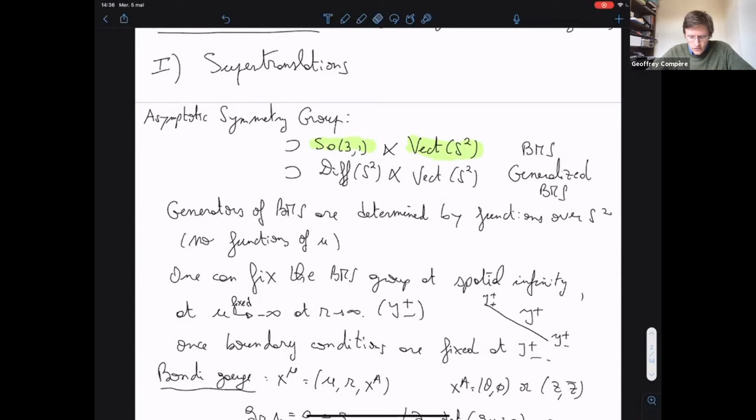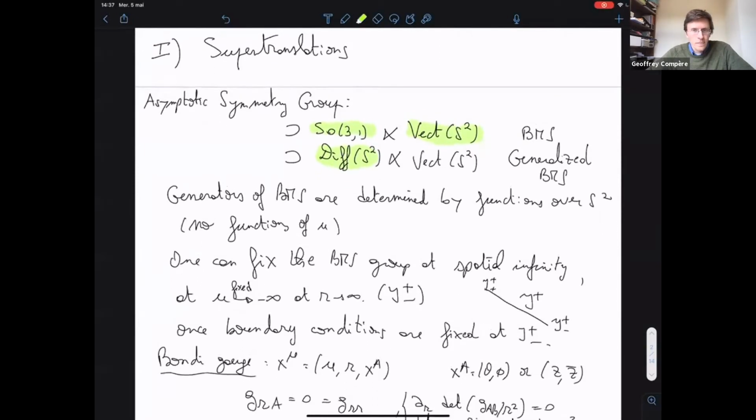There's an extension of it called generalized BMS, where the Lorentz subgroup is extended to the full diffeomorphisms on the sphere. And it's very natural because you have charges associated to them that are non-trivial, especially for scattering.